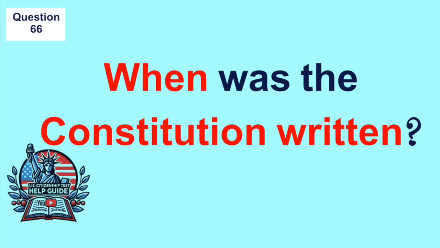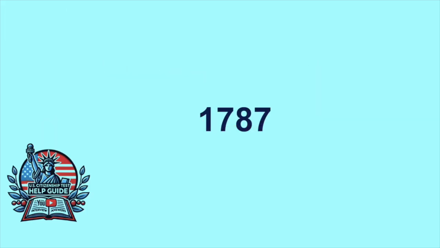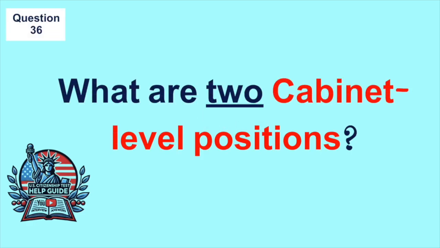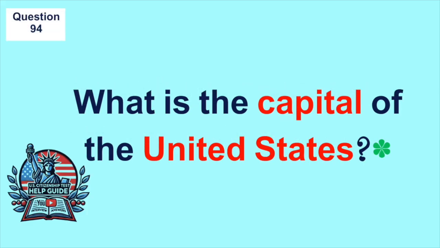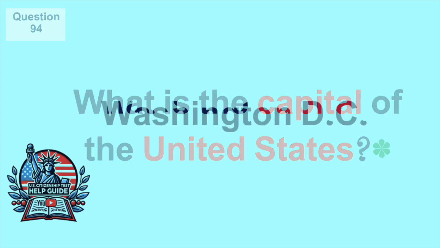When was the Constitution written? 1787. What are two cabinet-level positions? Secretary of Defense, Secretary of Education. What is the capital of the United States? Washington, D.C.